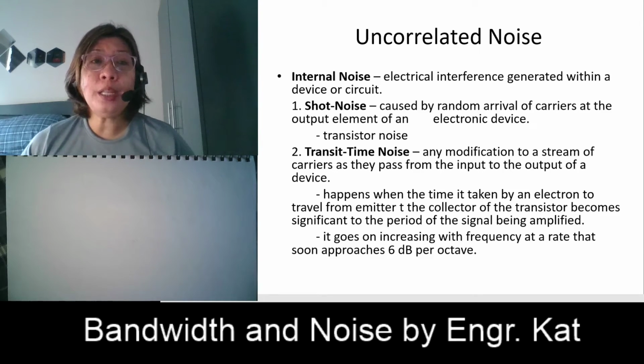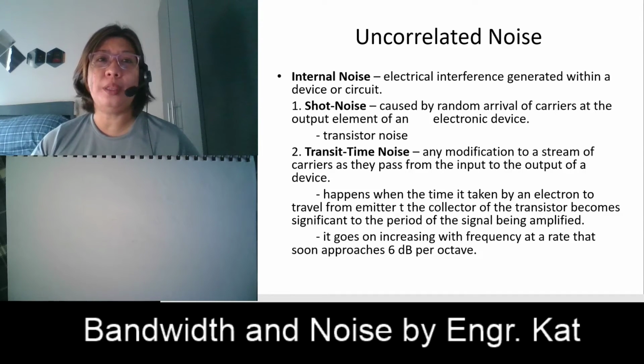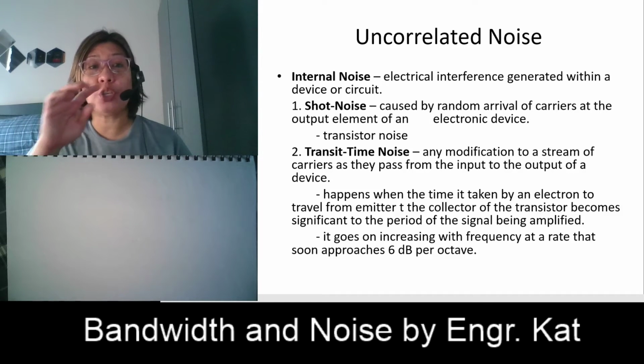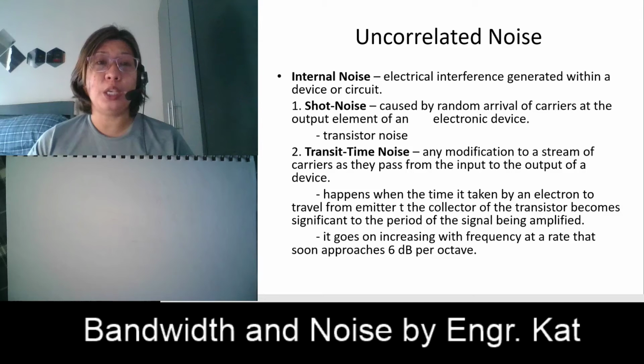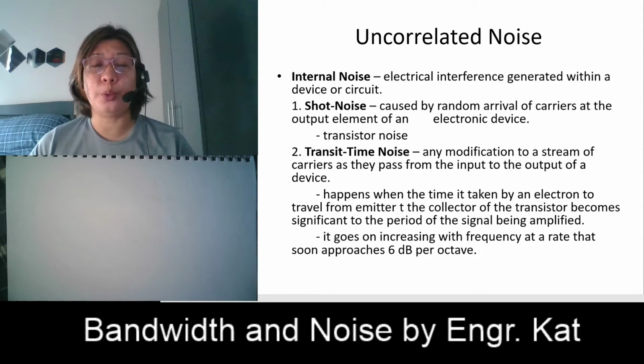Okay, so internal noise is electrical interference generated within the device or the circuit. Here we have shot noise. This is caused by the random arrival of carriers. Take note that in electronics, we have two types of carriers: the electrons and your holes. And they are moving.